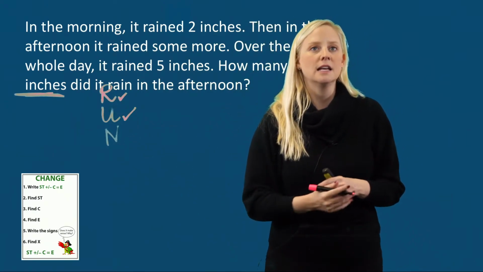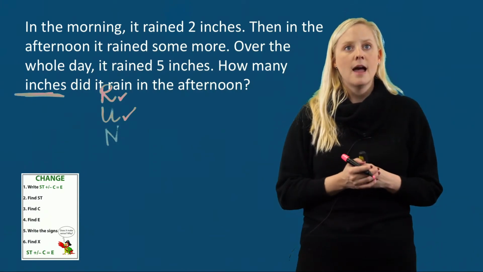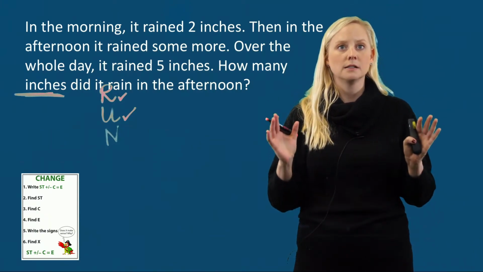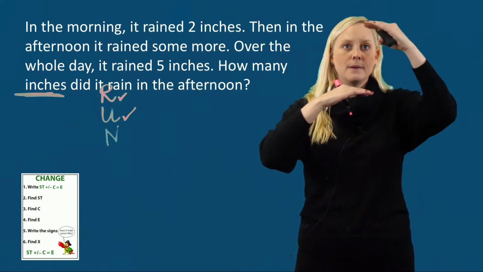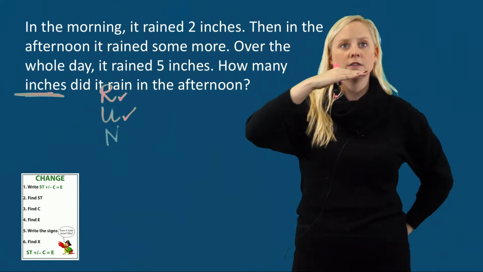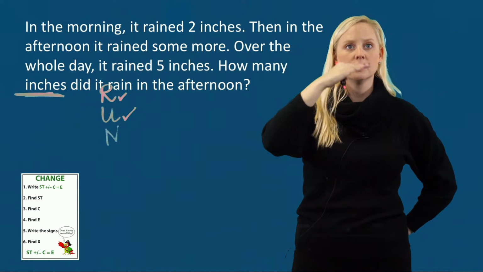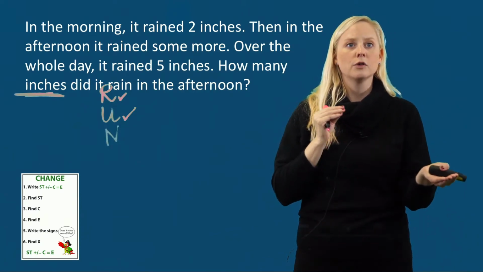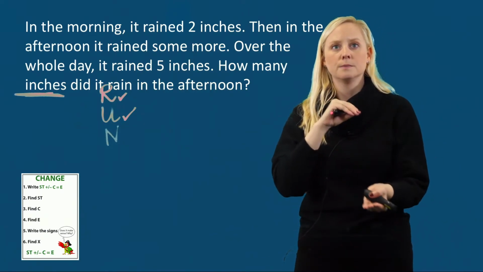My next step, the N, stands for name the problem type. I need to ask myself, am I putting parts together for a total? Am I comparing two amounts for a difference? Do I have a start amount that increases or decreases to a new amount? Or do I have groups with an equal number in each group?